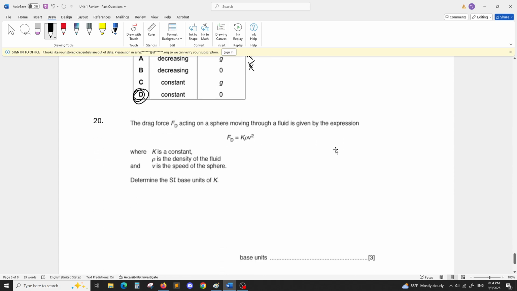Okay, so immediately this one looks like a units problem. Let's read the problem real quick. The drag force, F_D, acting on a sphere moving through a fluid, is given by the expression F_D equals k rho v squared, where k is a constant, rho is the density of the fluid, and v is the speed of the sphere. So we need the SI base units of k. Let's first plug in each unit we actually know.